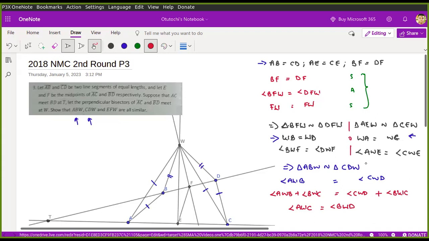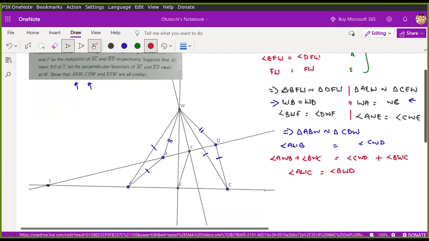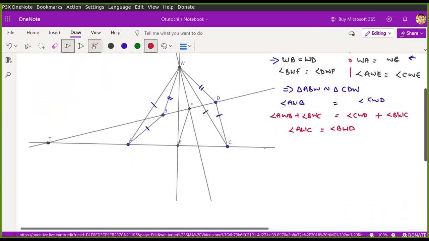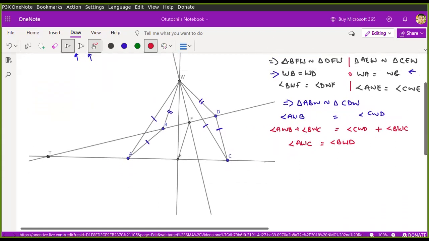So we can conclude that angle AWC is equal to angle BWD, right? So what next can we get from this? This is telling us that those two top angles, AWC and BWD, are equal. What next can we get from this? Remember, I'm trying to show that EFW and ABW are similar. So at some point, we want to bring that in.